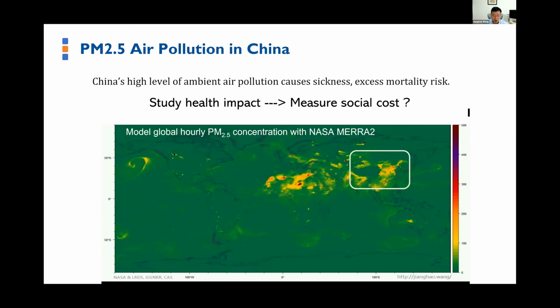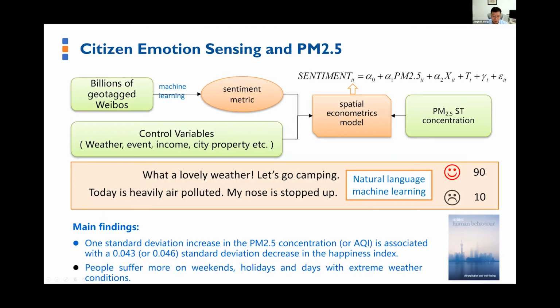But how do we measure this social cost of air pollution? We try to answer this question. For this study, we adopt citizen sensing to measure sentiment and emotion change and study their relationship with the political matters. The basic idea is that we use billions of geotagged Weibo posts to calculate the sentiment metrics with natural language processing techniques. For example, like the case here.